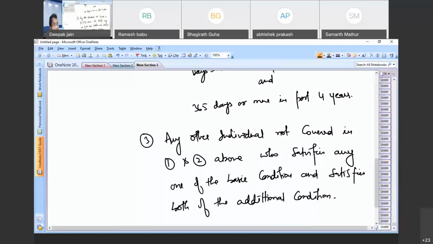Any ifs and buts from your side regarding amendments only? Am I audible? Yes, sir. Any query? No, sir. Shall I move on?